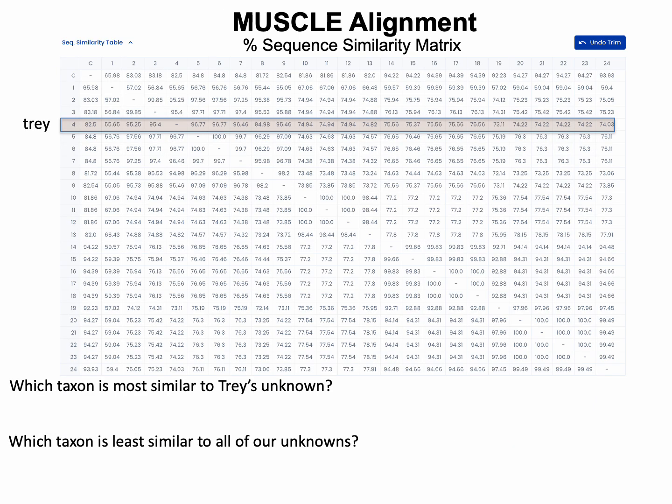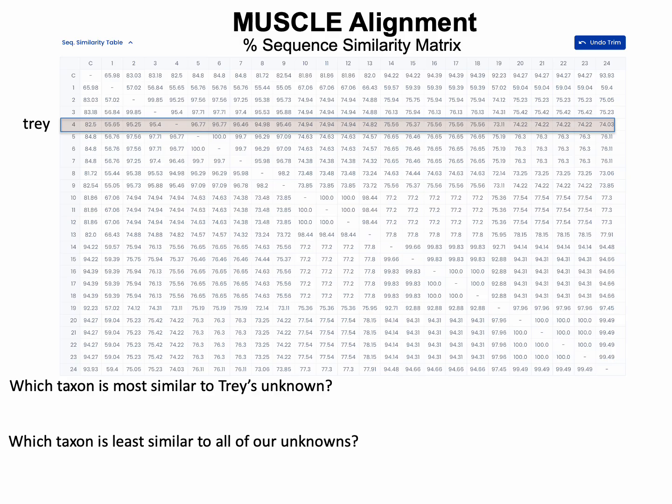So once you click on the sequence similarity table, you should see something like this. This is a percent sequence similarity matrix. It's a table that does a cross comparison of every single sequence that you're looking at in your muscle alignment. Sequences labeled 1 through 24.